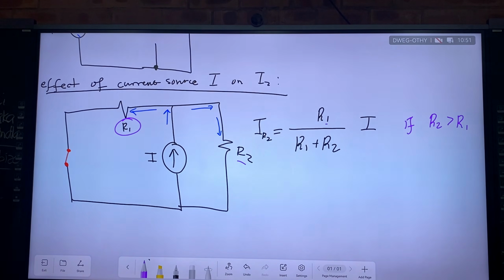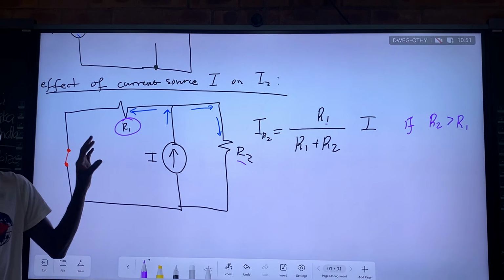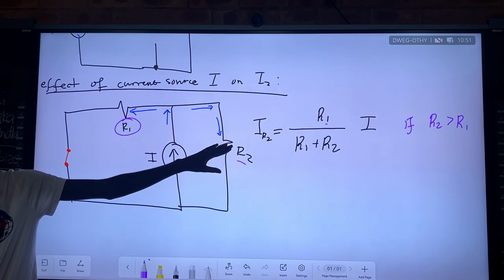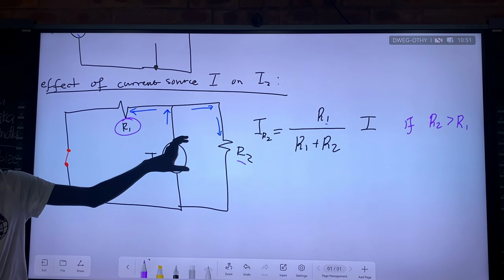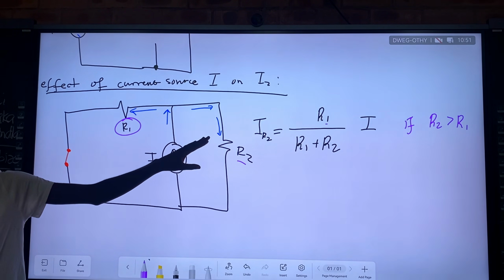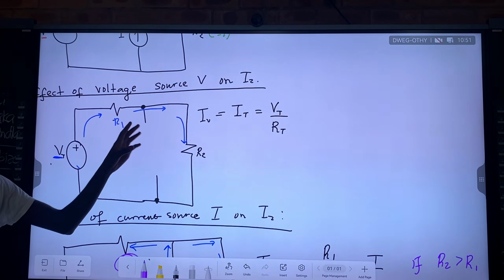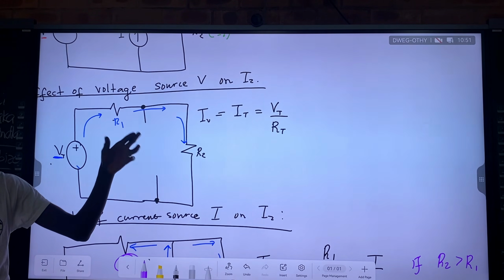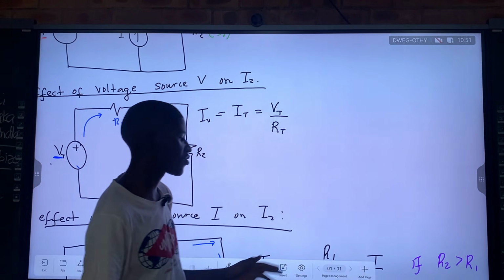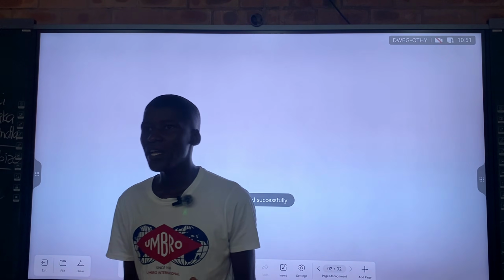So do you see how you find the effect of the current source on R2? Do you see how you find the effect of the current source on R2? What about the voltage source? Are we clear on how we find the effect? So now let's do practice problems. That's all about the superposition theorem.